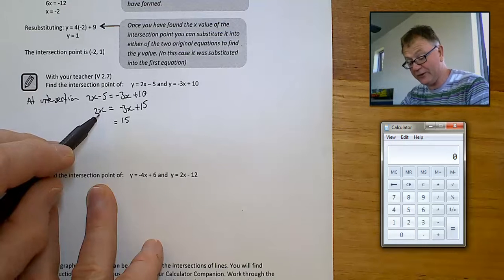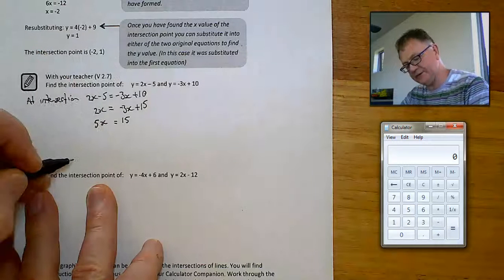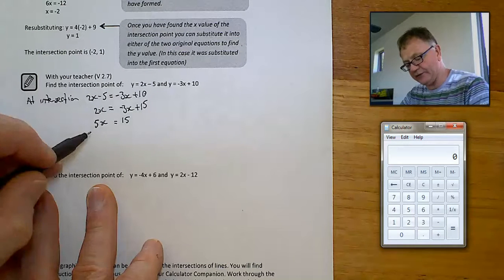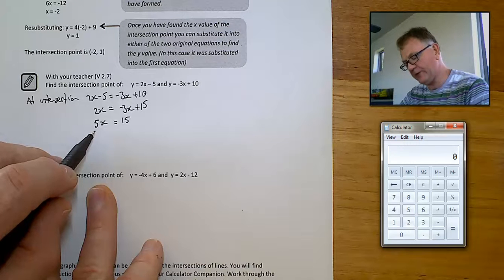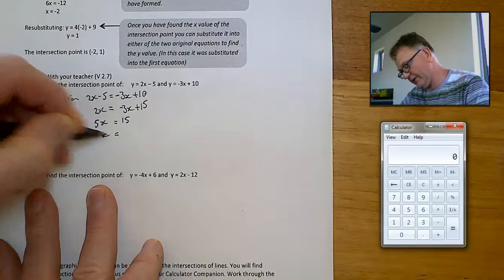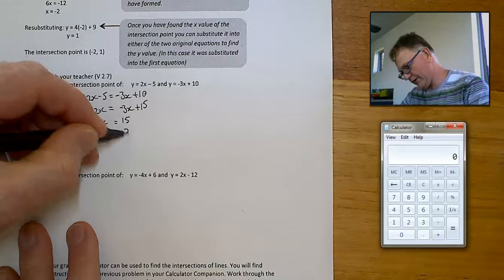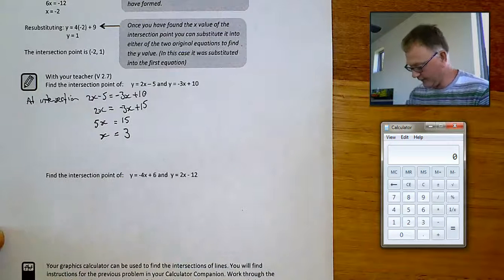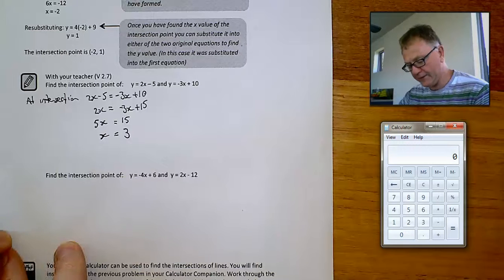2x plus 3 more x is 5x equals 15. Now, if I was to get x by itself, I'm going to need to get rid of this 5. I do that by dividing both sides by 5. Divide this side by 5, I'll have x. Divide this side by 5, I get 15 divided by 5 equals 3. So what I've actually found there is the x coordinate of the intersection point.